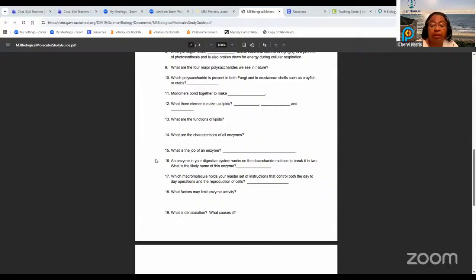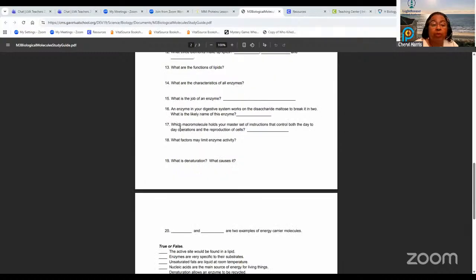All righty. 16. Where are we? 17. Which macromolecule holds the master set of instructions that controls everything in the body, from reproduction of cells to everything else? You can tell me which one that is. The only one we haven't talked about yet. Nucleic acids. Thank you, and thank you for sending that to everybody.